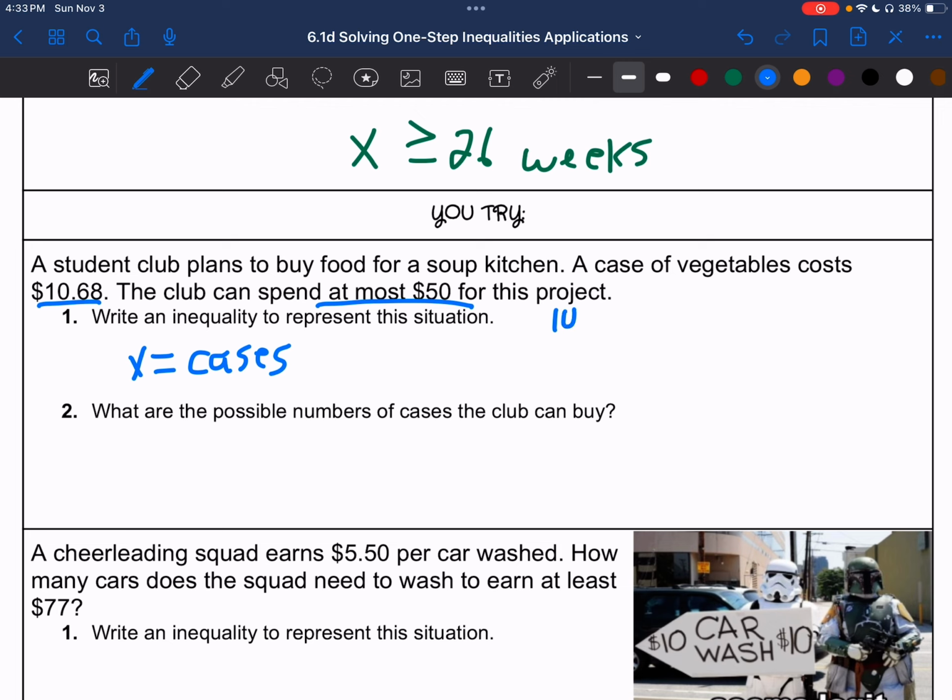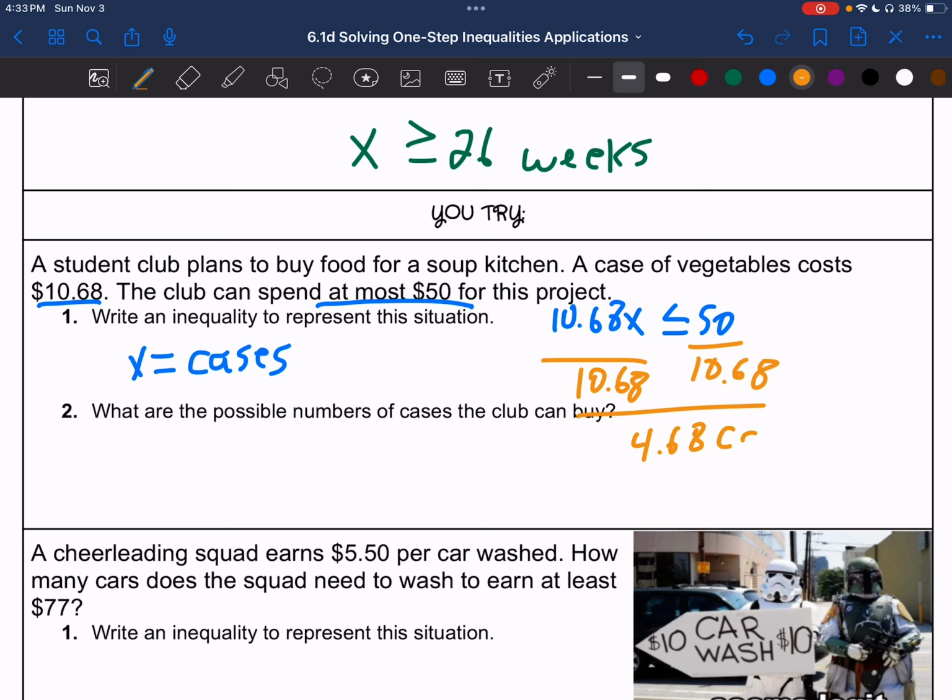So we have 10.68X. It has to be at most, so it has to be less than or equal to 50, right? The amount of money that we have to spend has got to be greater than the amount of money that we're spending. Otherwise, that's not how money works. So what are the possible number of cases? We divide by 10.68, and we get that it's going to be 4.68 cases. So that's going to round out to be 4 cases because we can't buy fractions of cases most of the time.